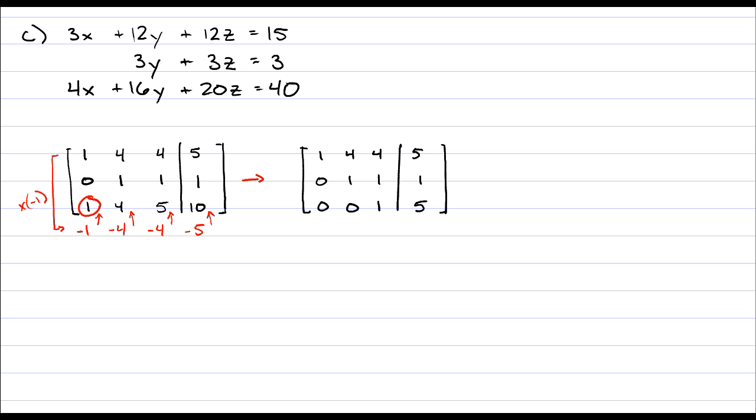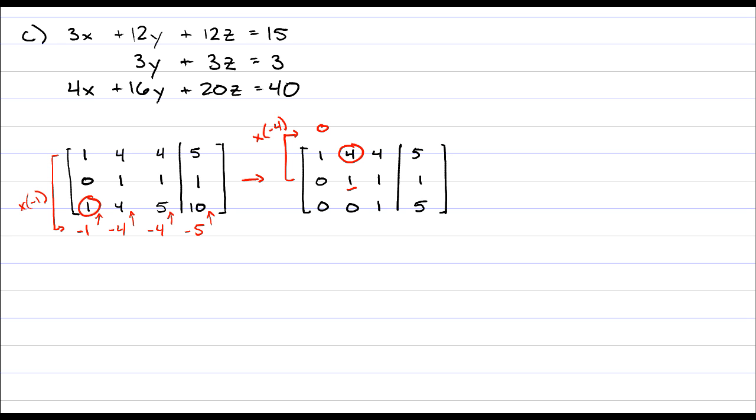Okay, so now I go into the second column. Once again, I already have the 1 where I want it, so I just need to zero out this 4. So I'm going to take the second row, because that's the one that contains my 1 here in the middle column. So I take my second row, and I multiply by negative 4.